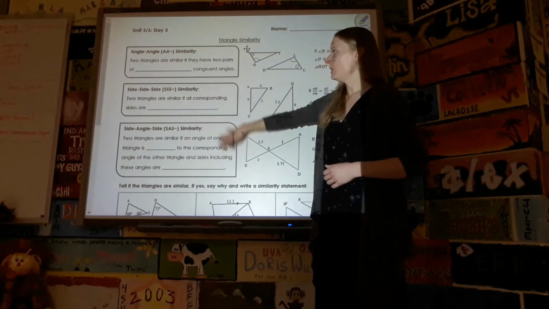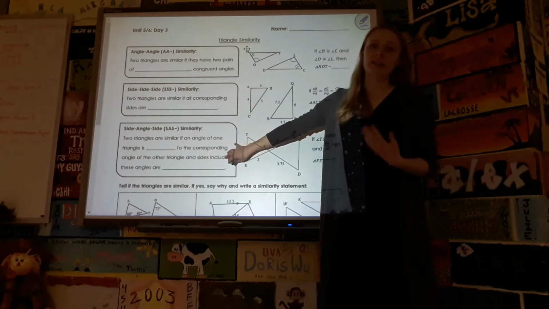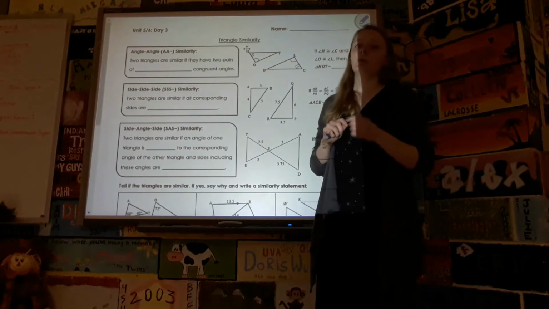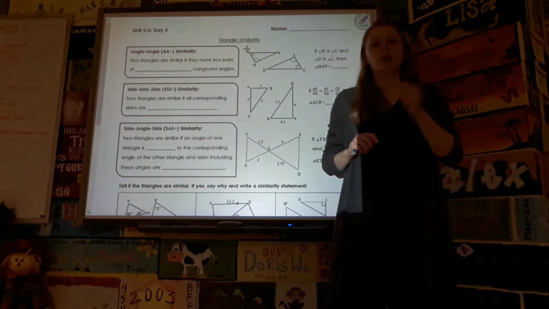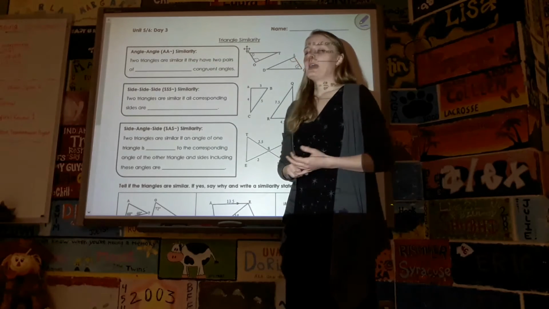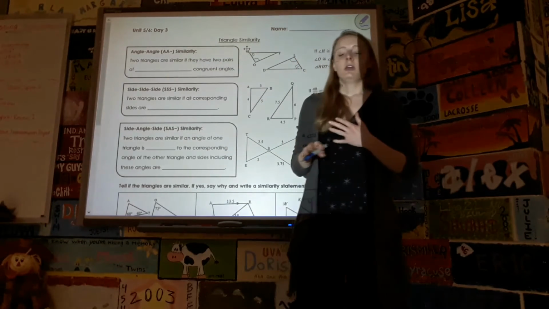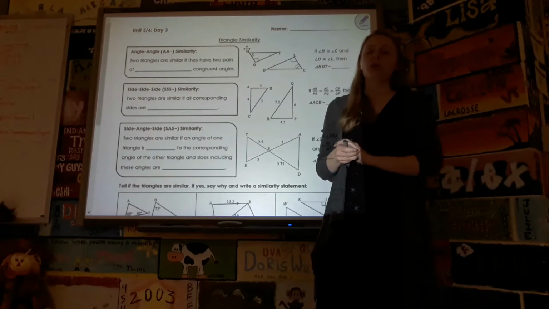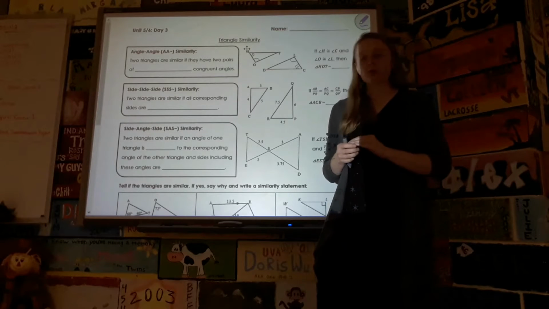So these 2 look very similar because we had a side, side, side, and side, angle, side for Unit 4, but they are going to work very differently. It's important you guys are able to distinguish them. So this one, which is unique to similarity, is the angle, angle rule. Angle, angle, angle, 3 angles does not work for congruency, but it will work for similarity.